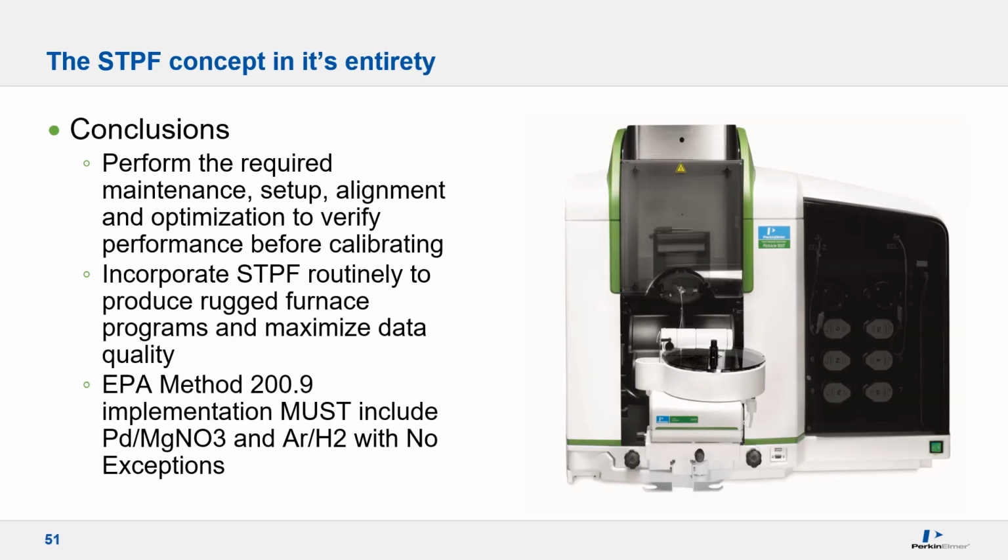So there you have it. To review, perform the required maintenance, setup, alignment, and optimization of the system to verify performance before calibrating. Incorporate the STPF concept routinely to produce rugged furnace programs and maximize your data quality. And lastly, remember, EPA method 200.9 implementation must include palladium magnesium nitrate with argon hydrogen with no exceptions to work successfully.